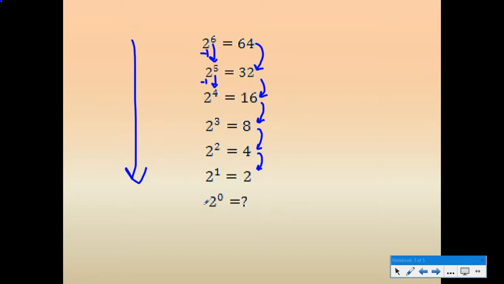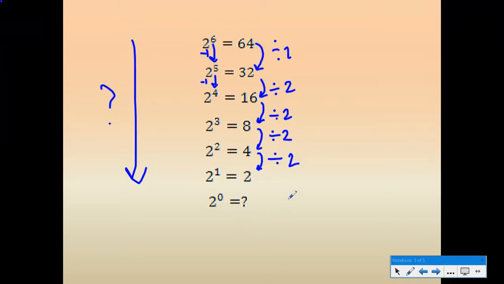I'm not looking from bottom to top. I'm looking from top to bottom. What is the pattern? Okay, so it's dividing by 2 every time. So 64 divided by 2 is 32. 32 divided by 2 is 16. 16 divided by 2 is 8. 8 divided by 2 is 4. And 4 divided by 2 is 2.